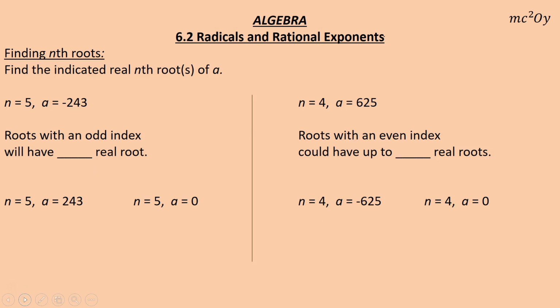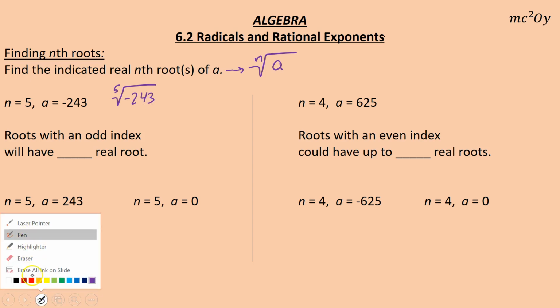So find the indicated real nth root of A. So really what we're saying here is try to find the nth root of A. Okay, that's what this is asking. And so that means when we look at n is 5, we're looking for the 5th root of negative 243. Well, that kind of presents a unique situation because we've talked about negatives in the past and negative exponents.